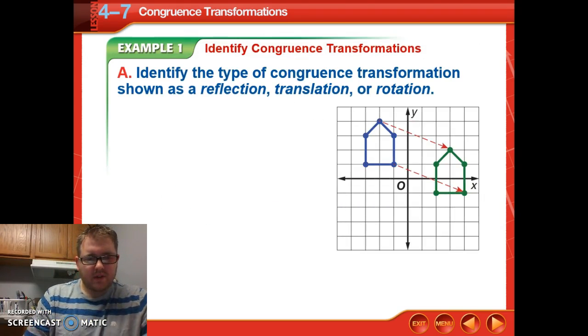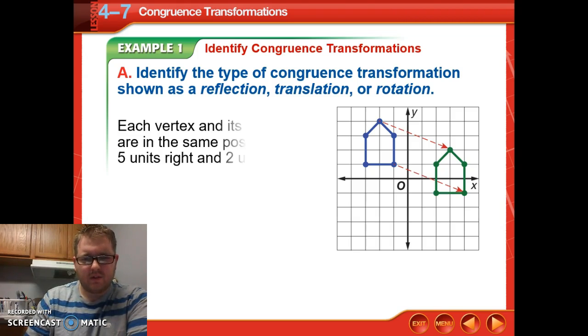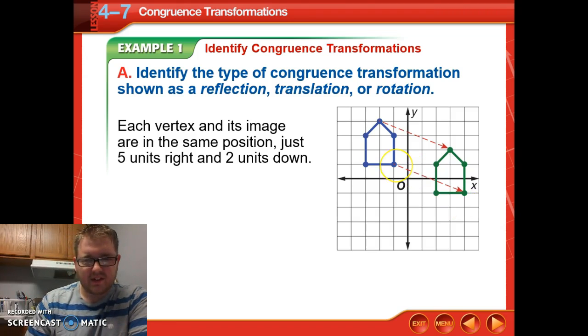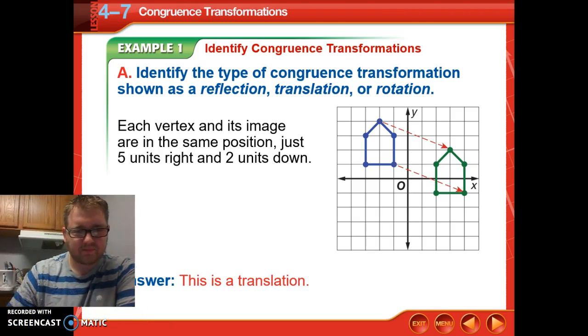So let's identify the type of congruence transformation here. Is it a reflection, a translation, or a rotation? Well, since every point appears to be the same, the shape is still oriented, triangle part up and the part down. The size hasn't changed or anything like that. It looks to just have been slid to the right and down. So we're going to go ahead and call that a translation.